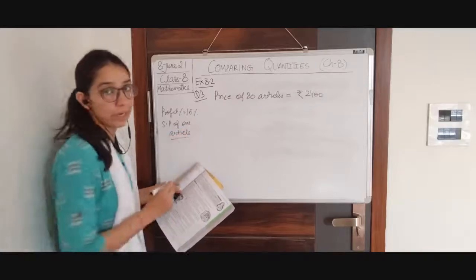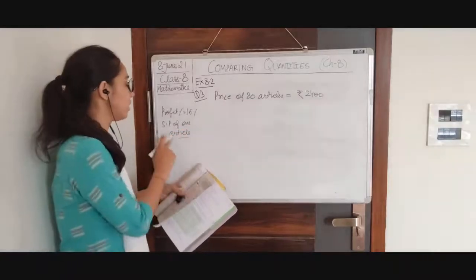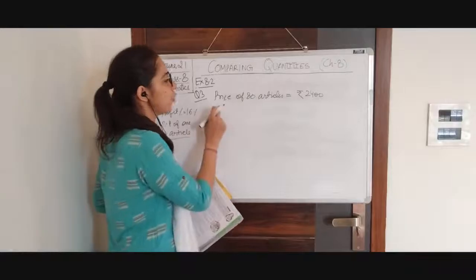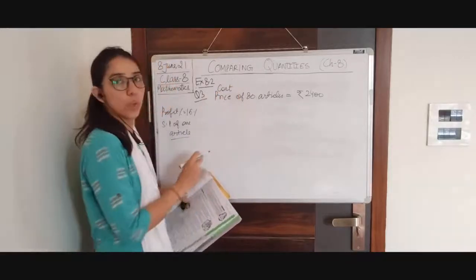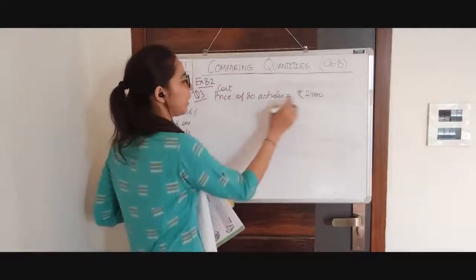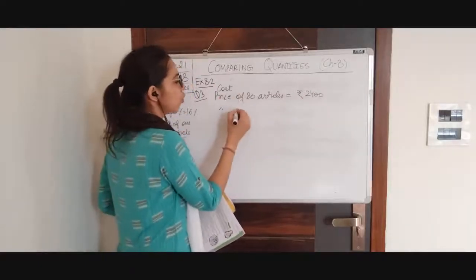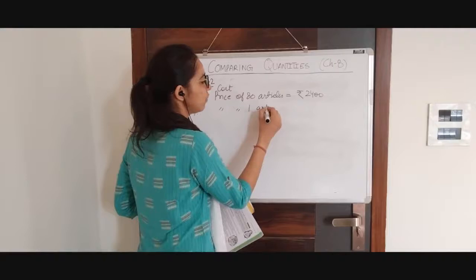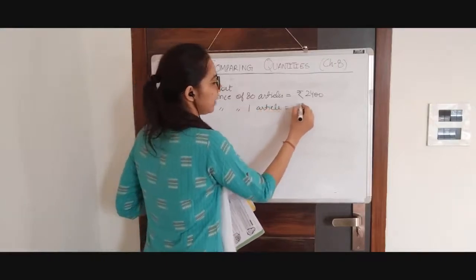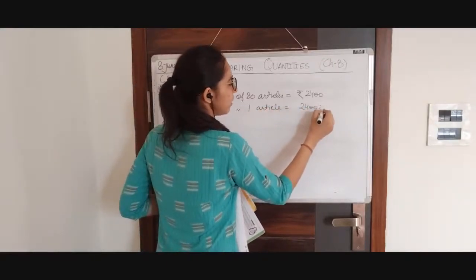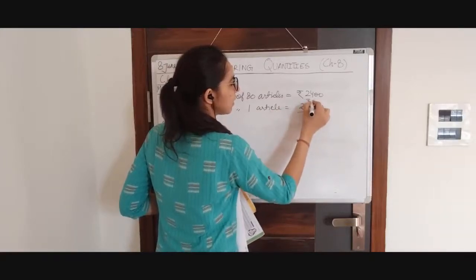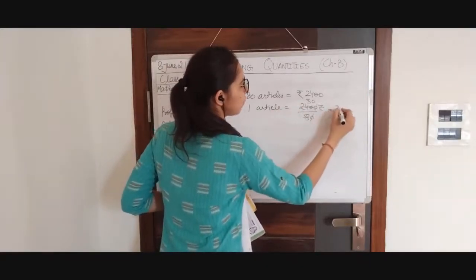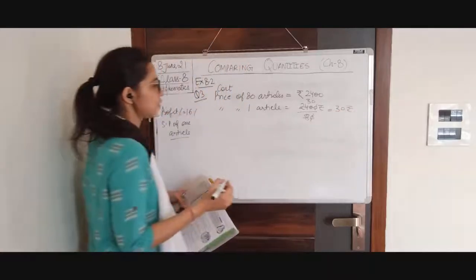Because you want to find out selling price of one article, you have to find cost price. This is your cost price of one article. If cost price of 80 articles is this, cost price of one article will be 2400 divided by 80, that is 30 rupees. Cost price of one article is this much.